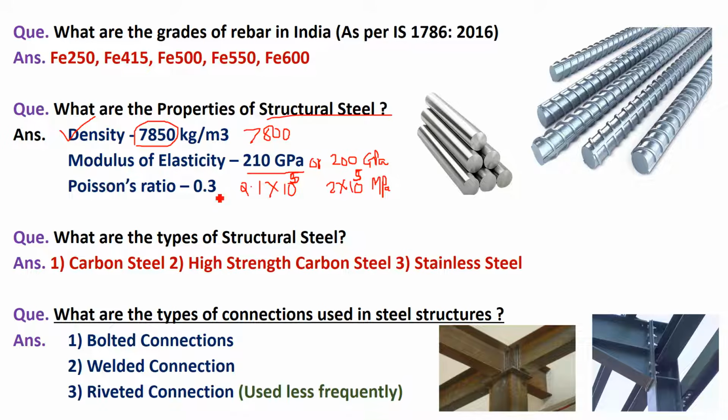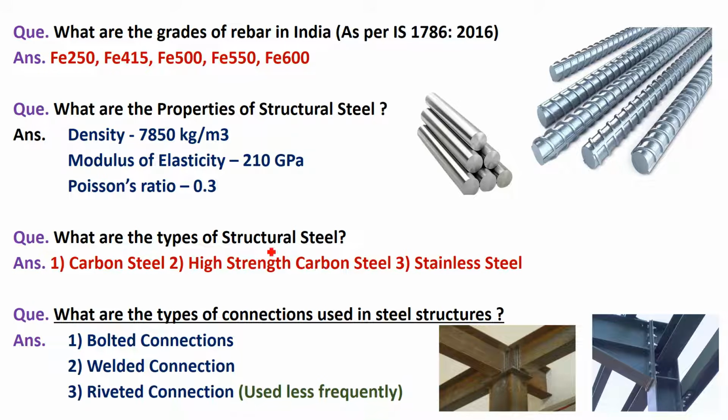What is Poisson's ratio? Poisson's ratio of structural steel, represented as mu, is equal to 0.3. So these are the properties of structural steel. Density 7850 kg per meter cube, modulus of elasticity 210 GPa or 2.1 into 10 raised to 5 MPa, Poisson's ratio 0.3. The next interview question may be, what are the types of structural steels?